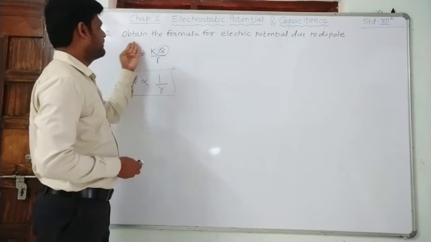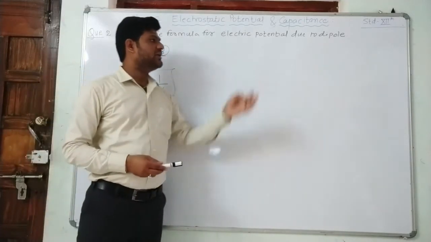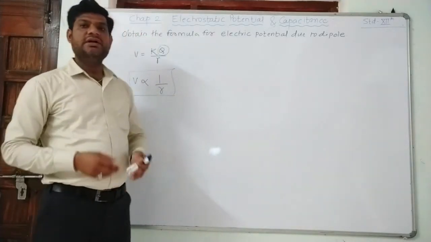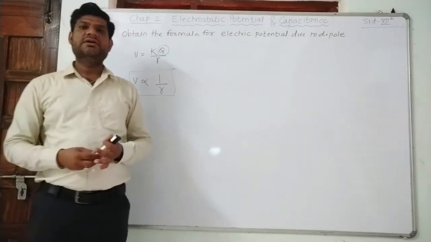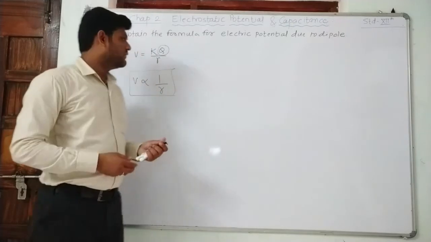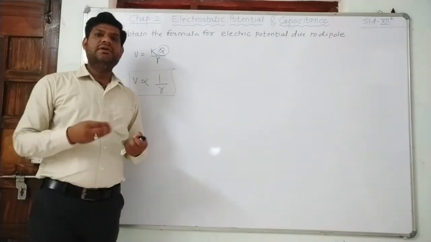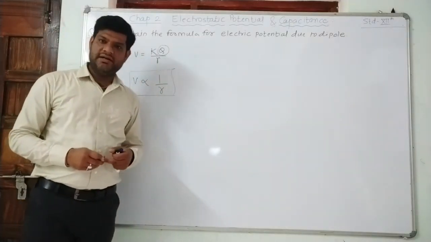See the question: obtain the formula for electric potential due to the dipole. So due to the dipole, we are going to find out the electrostatic potential. Okay, see. For that purpose, we will draw the diagram of electric dipole.